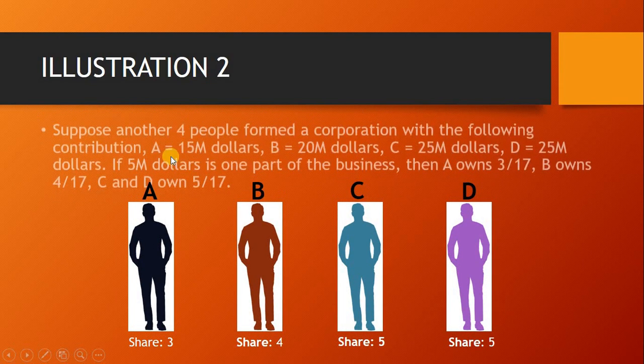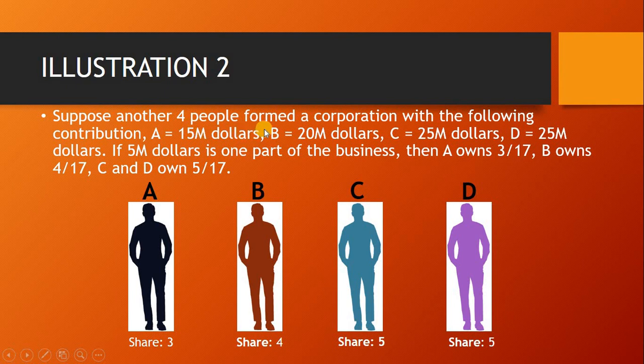Illustration 2. Suppose another 4 people form a corporation with the following contributions. Person A contributes $15 million, person B contributes $20 million, and both person C and D have $25 million each. If $5 million is one part of the business, then person A owns 3/17, person B owns 4/17, and both person C and D own 5/17 each.